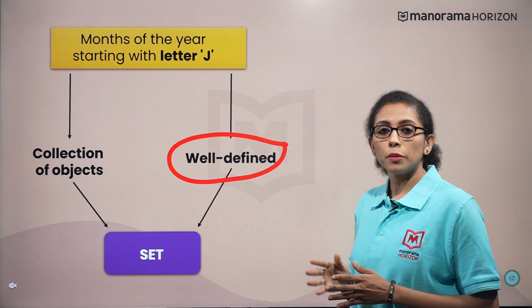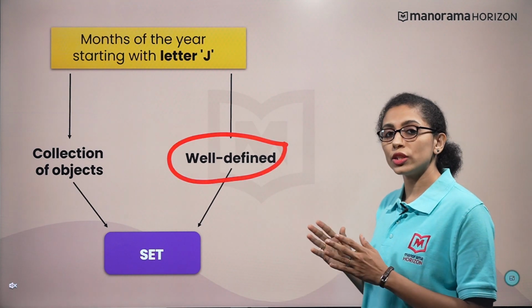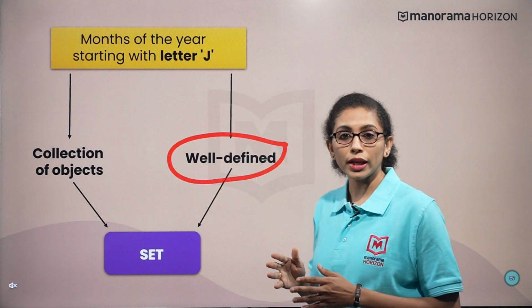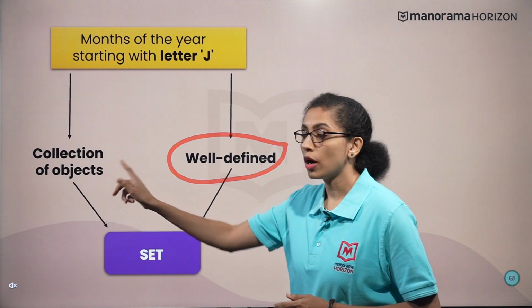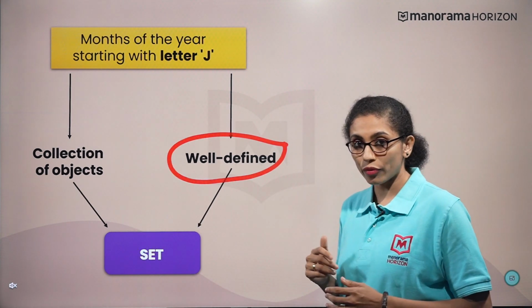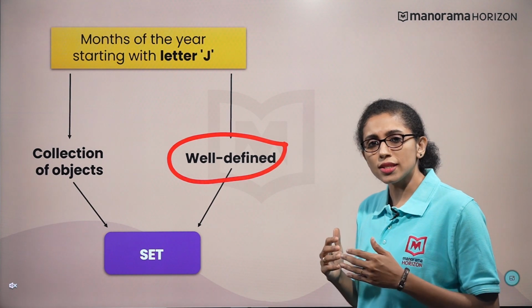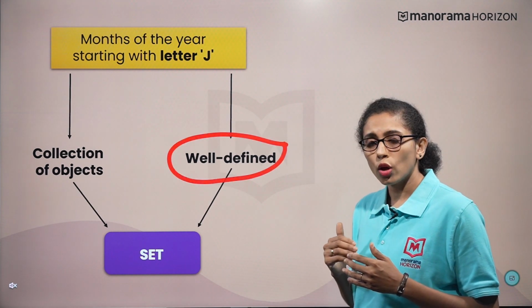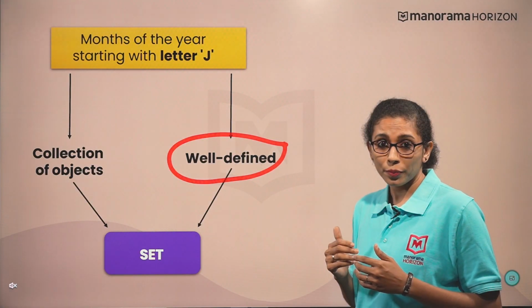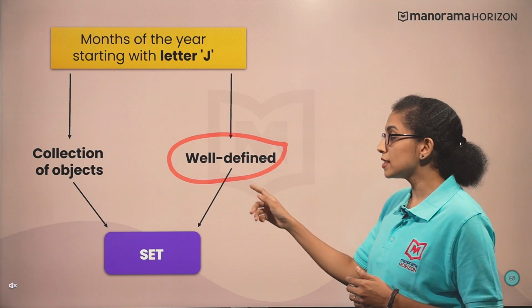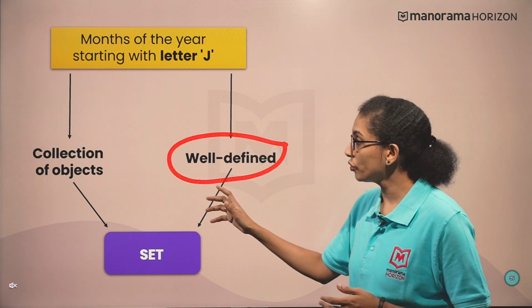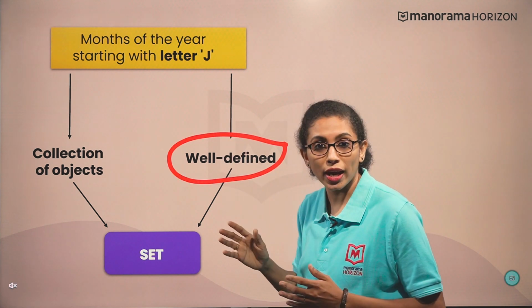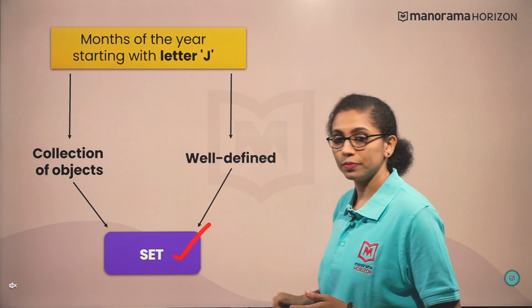We know the months of the year starting with letter J are January, June and July. So it forms a collection of months. Now, is it well defined? If I ask the same question to another student, will the answer be the same? Yes. So it is well defined. So we can say the months of the year starting with letter J is a set.